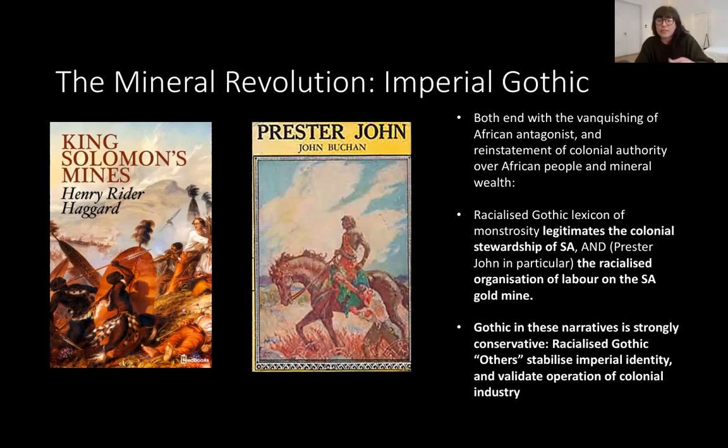So the point here is that Gothic in these narratives is strongly conservative. Racialized Gothic others stabilize imperial identity, and then in the case of Prester John specifically, validate the actual operation of colonial industry.